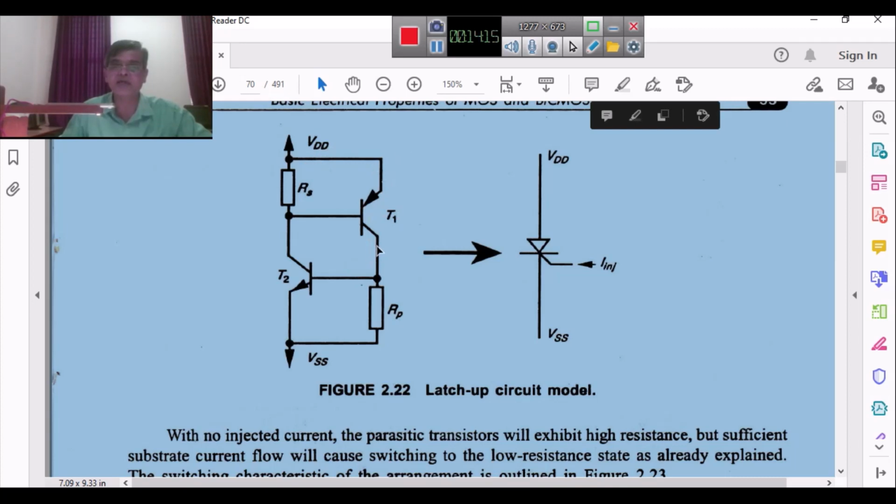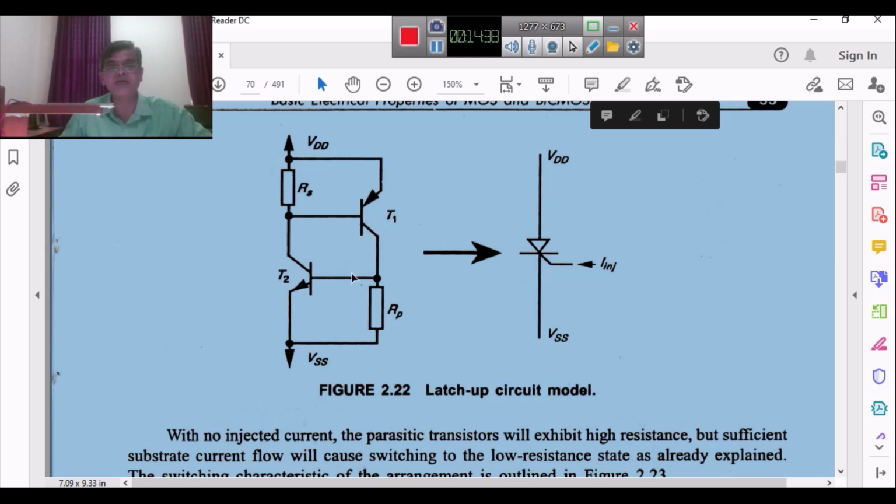So there is a collector current flow here. When there is a collector current flow, part of the base current also flows here. When some current flows here, a voltage drop appears across RP. What is this? It is nothing but VBE of transistor T2, which is NPN. And suppose this voltage is more than VBE of T2, then this will also conduct. So this is conducting, this is also conducting.